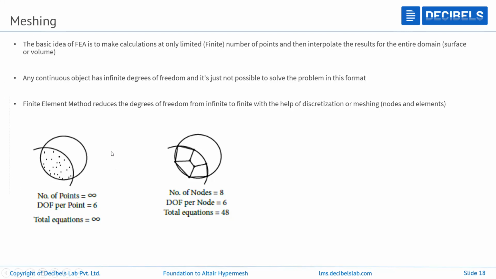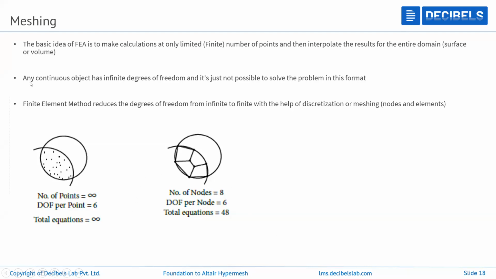Here in the first image, I'm not able to define anything. For the same portion of the circle, I have taken it for the finite element analysis and divided this portion with 8 nodes. I'm giving 6 degrees of freedom to it. I know the number of nodes and the degrees of freedom, and by using these two, I can define the total equations.